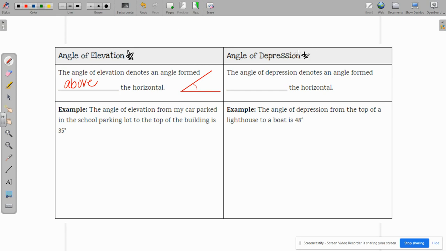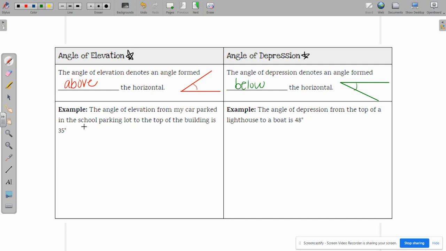Versus if we're talking about the angle of depression, this is the angle that is formed below the horizontal. So if you have a horizontal line, the angle that is created with that horizontal but is below it is considered to be your angle of depression.